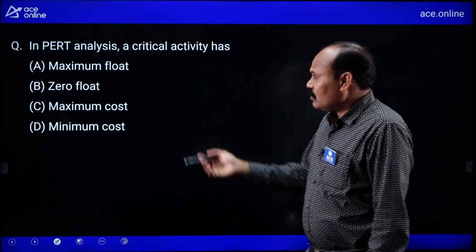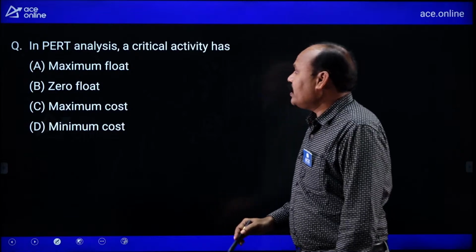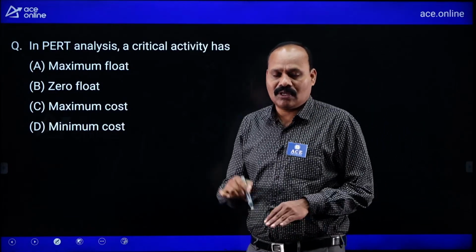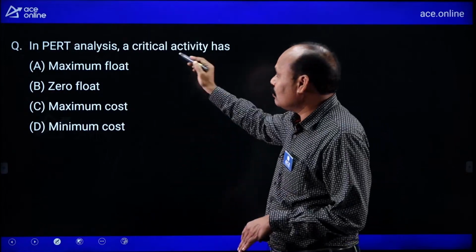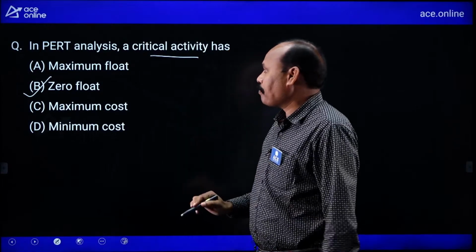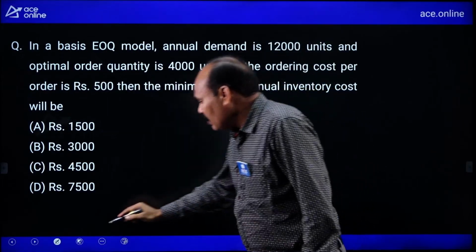So next question is a very simple question from CPM and PERT. In PERT analysis, a critical activity has, critical activity means 0 float. Critical event means 0 slack. Critical activity, so 0 float. Answer is option B.